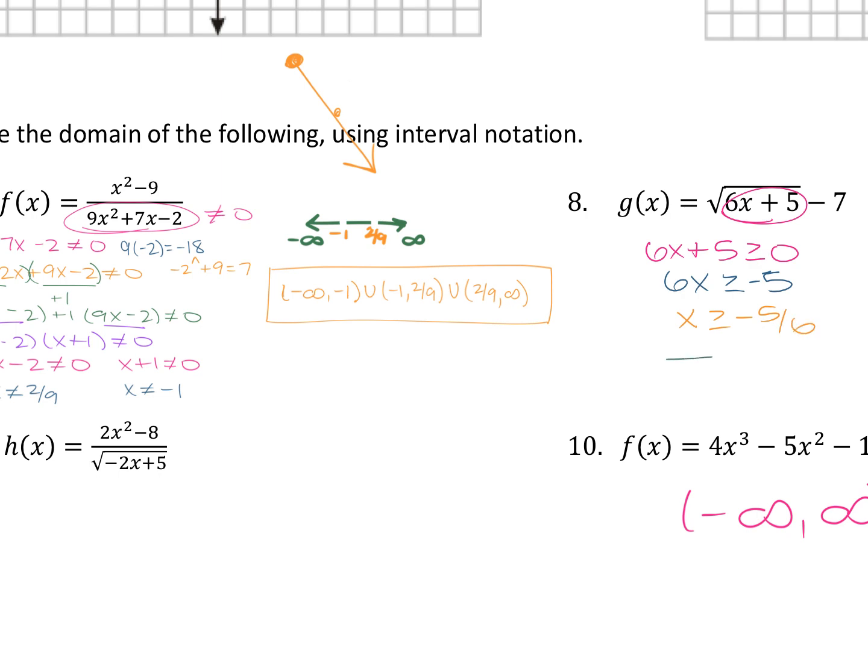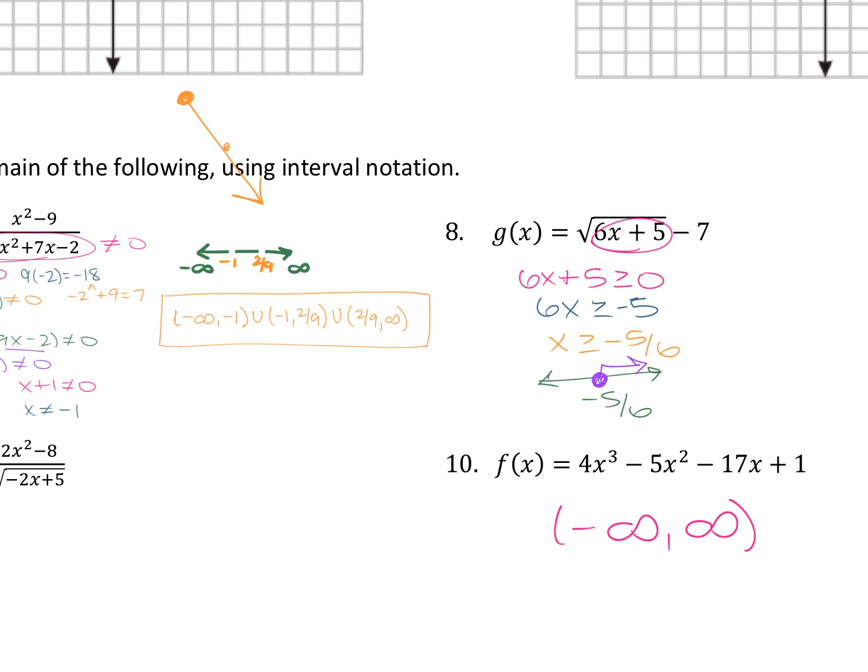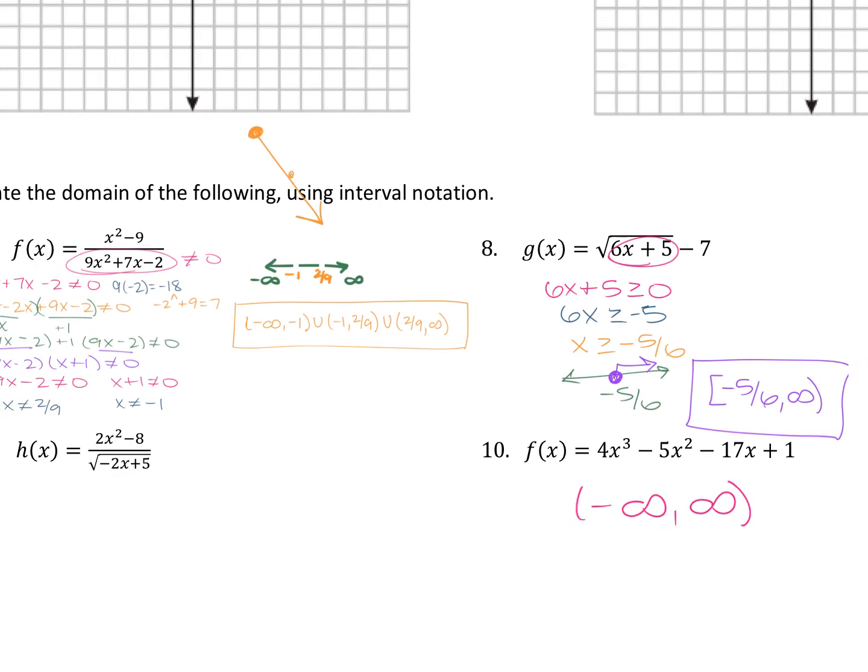If you were to graph this on a number line, you'd find your negative 5 over 6. Closed circle on that. Line would go to the right. So the interval notation for this would be from negative 5 over 6 to positive infinity. Why did you put greater than or equal to? Because you can have a number that's positive or 0 under the square root. So that's why we use the greater than or equal to.